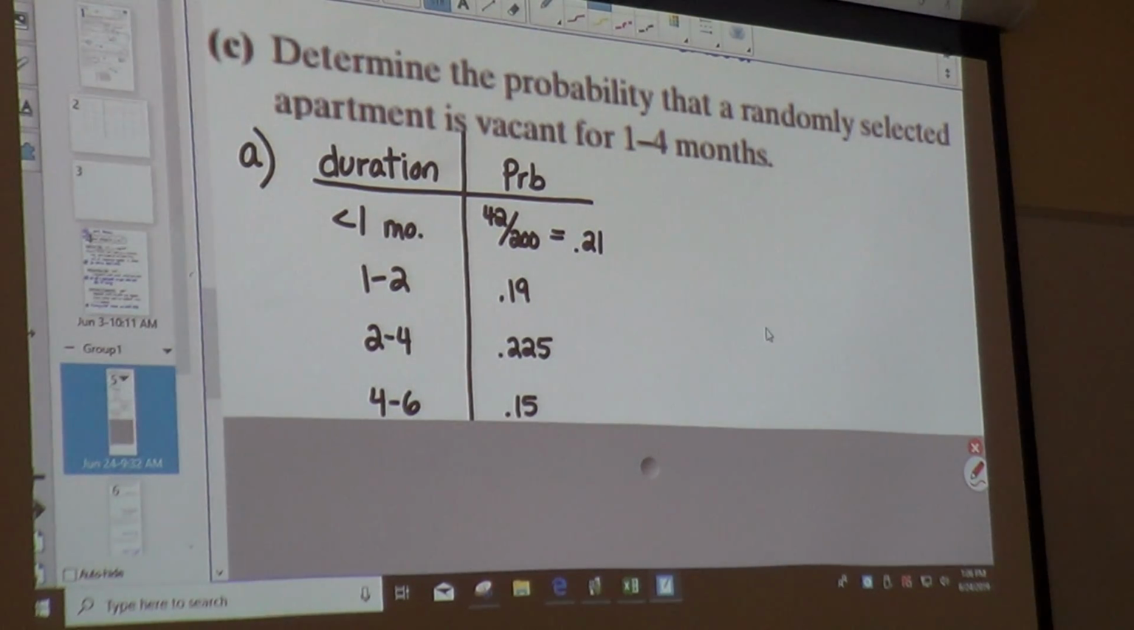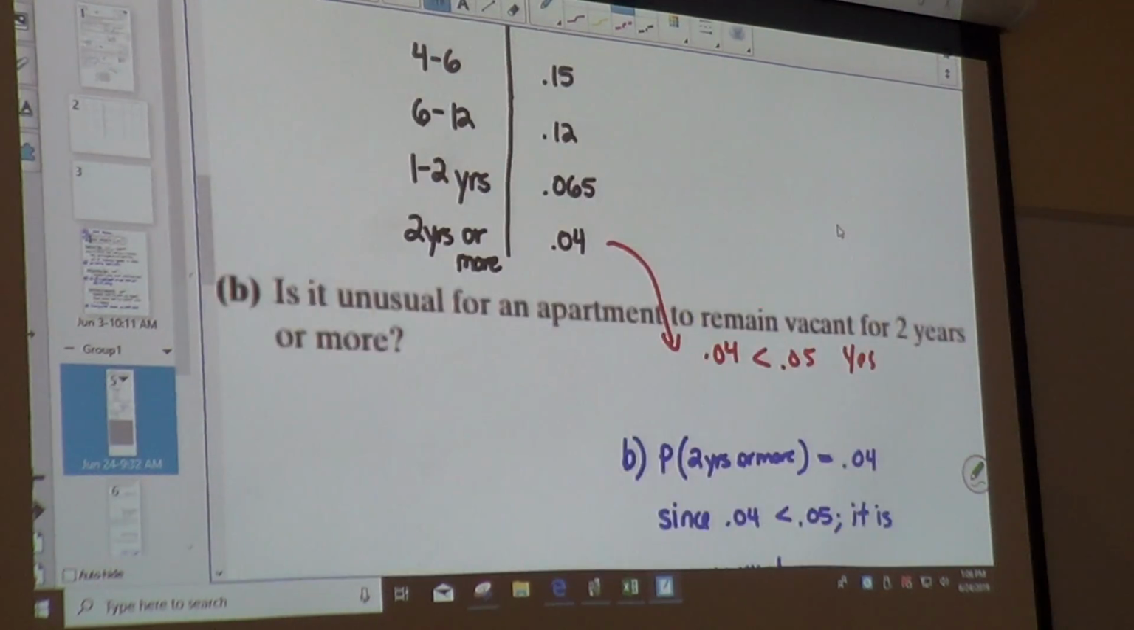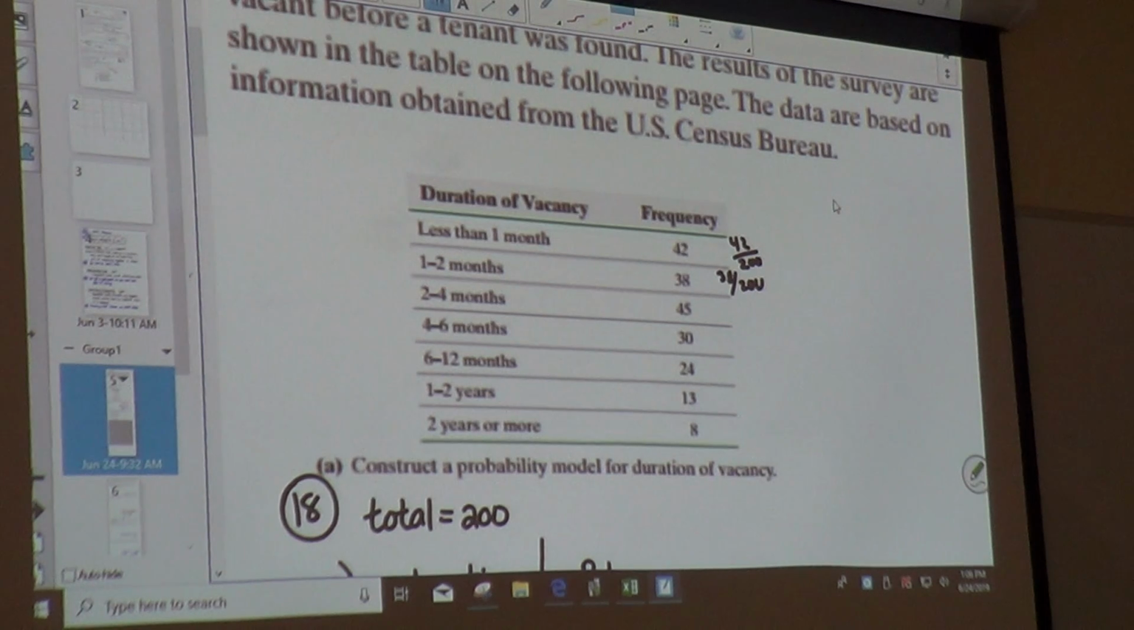What is the probability that a randomly selected apartment is vacant for 1 to 4 months? What would you do? Tell me what to do. Add 1 to 2 and 2 to 4. So what would I be adding? 0.19 plus 0.225. Okay? Or I could go all the way back up to this one, and I would be adding 38 plus 45 over 200. They're going to give me the same answer, y'all with me?